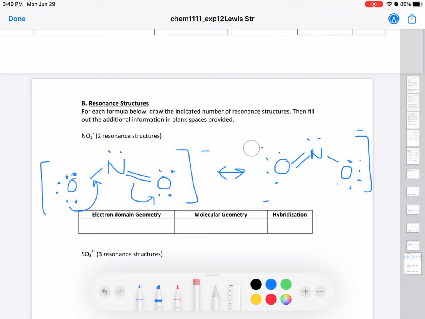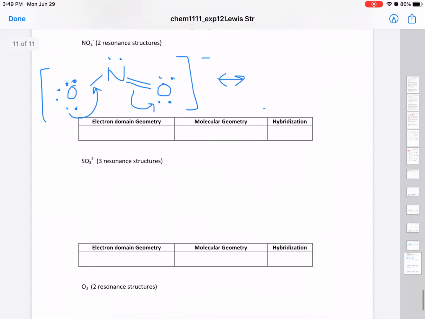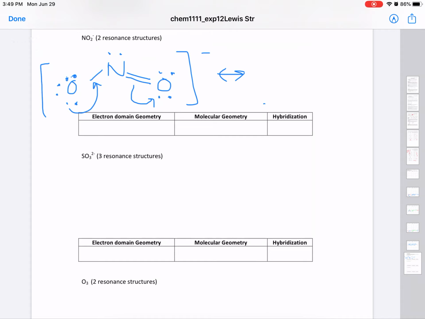Okay, I was not planning to draw this one. It's okay, you can draw it. Okay, and then similarly, you can also write down the electron domain geometry. What's the electron domain geometry? There are 3 groups. Then you know when you have 3 groups, it's going to be trigonal planar, molecular geometry is going to be bent because it's a bent shape. Hybridization for 3 groups would be sp2.